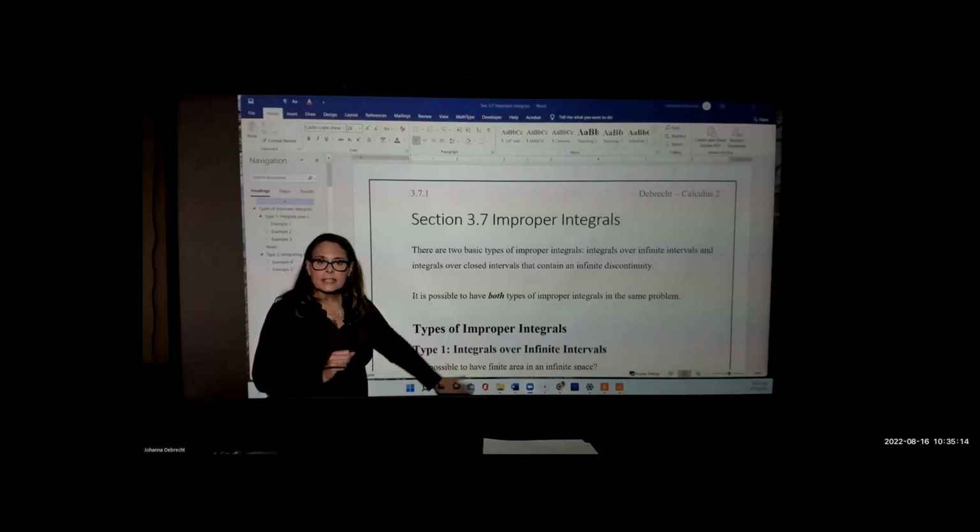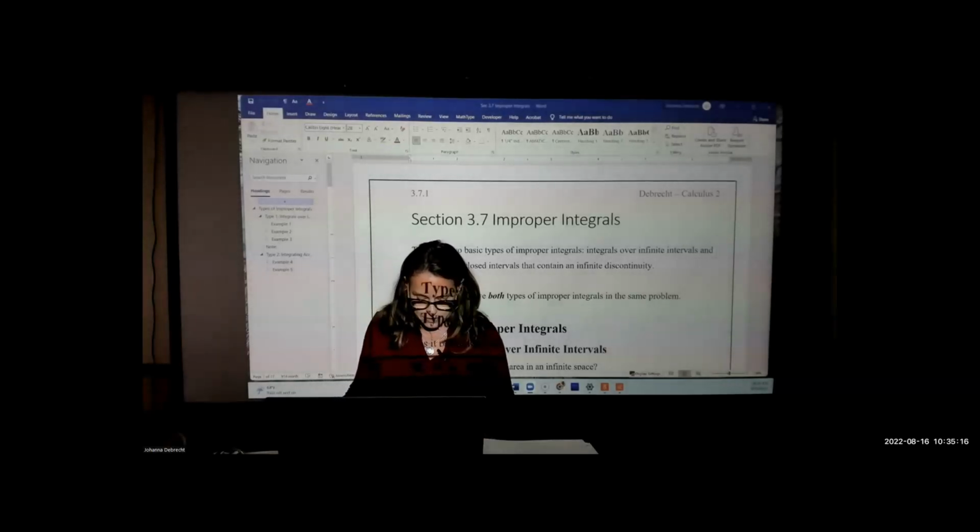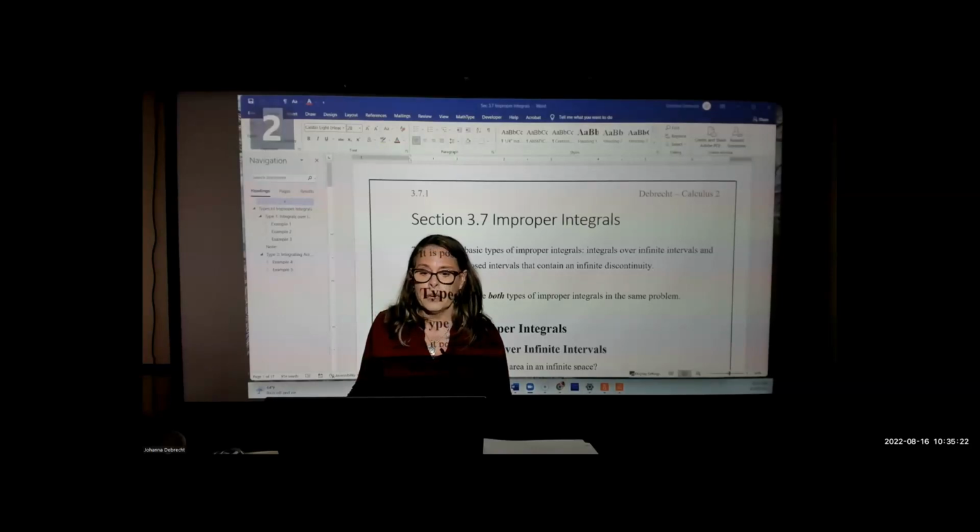So let's now break it down and talk about how we're going to deal with these two different types of improper integral. I'll share my screen with you so that you can more easily see what I'm looking at.